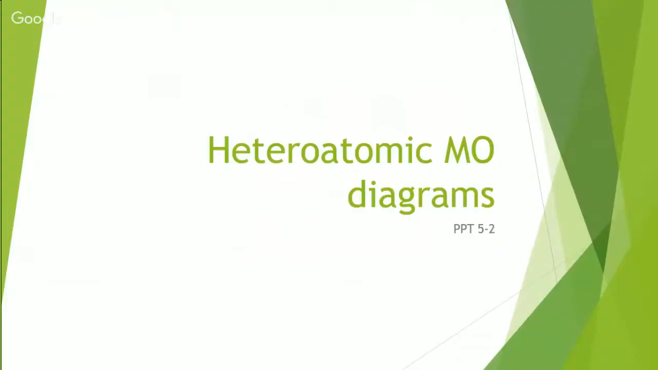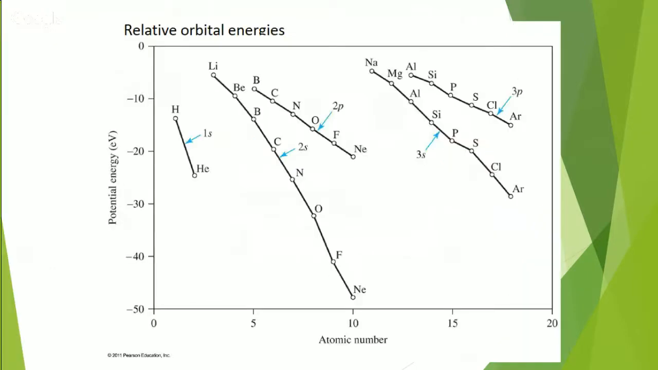All right, so we'll take a look at these. So we'll look at two examples, lithium fluoride and the bifluoride ion. The process is very similar to that for the homonuclear diagrams we've drawn before, but once we start changing the atoms, now the energies of the atomic orbitals are no longer the same. This diagram shows the relative orbital energies for atomic orbitals of periods 1, 2, and 3.